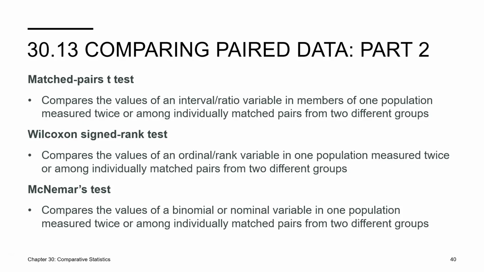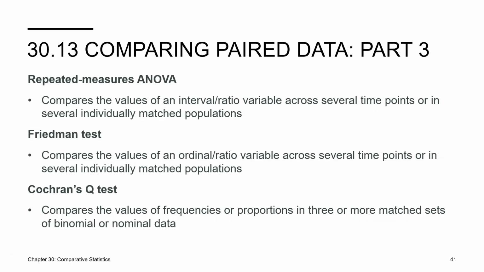So for that, we have the matched pairs t-test, which compares the values of an interval or ratio variable in members of one population measured twice, or among individuals matched from two different groups, but they're matched pairs, say, the genetic siblings. Or you have the Wilcoxon signed rank test, which is like a pre-post variable test where you have the different scales, or you have McNemar's test, which compares values of a binomial or nominal variable in one population measured twice, or those matched pairs.